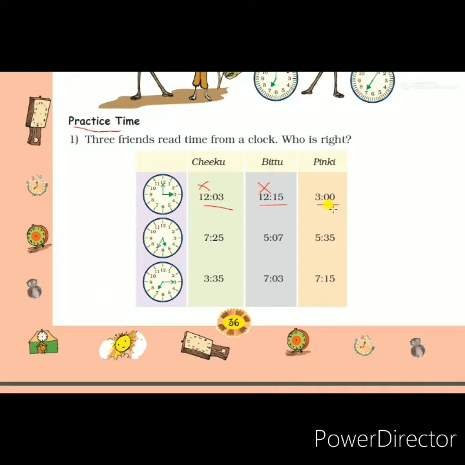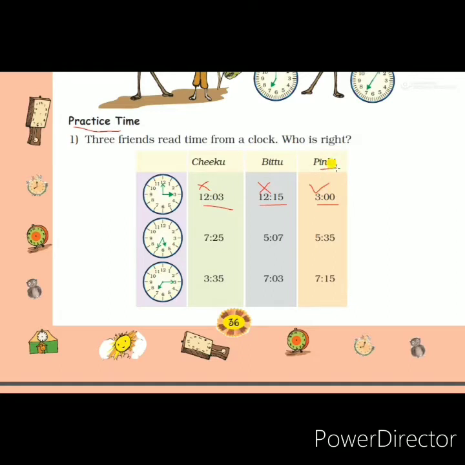Now see what Pinky says. She is saying it is 3 o'clock. Yes, it is 3 o'clock. Yesterday we learned about time in hours, the correct time. 3 o'clock means the hour hand will be at 3 and the minute hand will be at 12. So the correct time is showing here. The minute hand is on 12 and the hour hand is on 3. So whose answer is correct? Pinky's answer is correct, 3 o'clock.